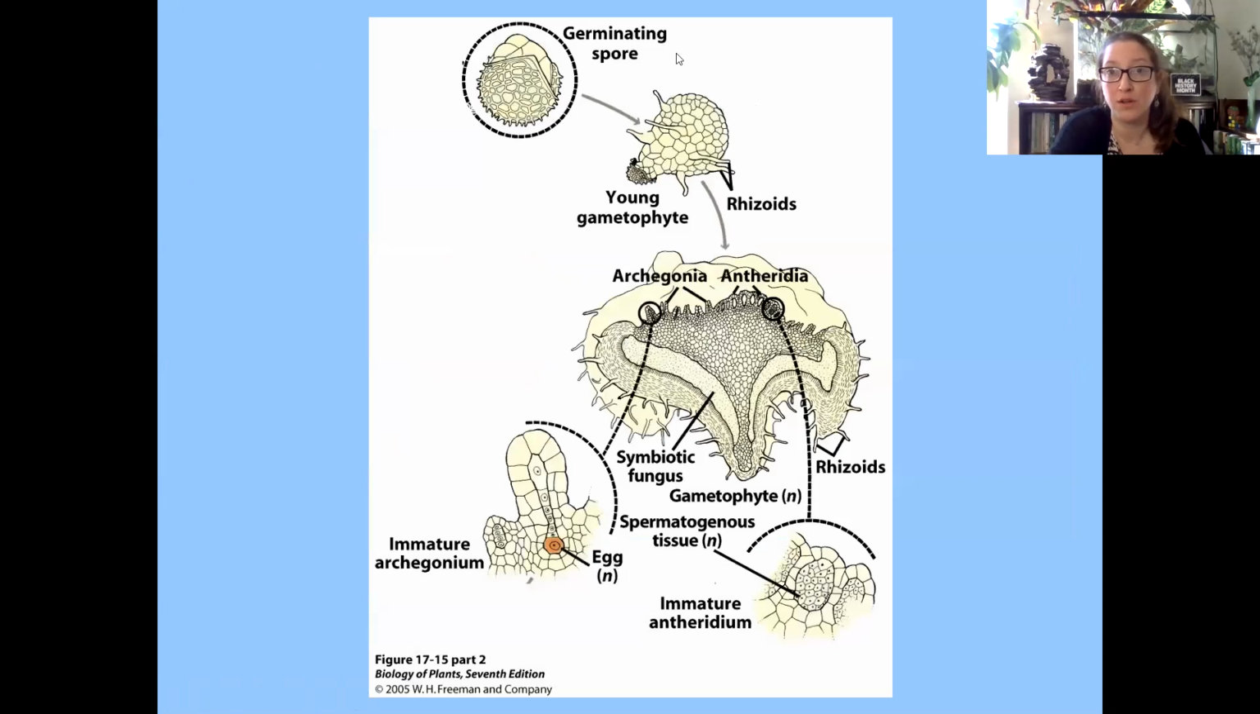The spore is released. Notice, one type of spore is released because the sporophyte plant of Lycopodium is homosporous. So only one type of spore is released. That means we know that the gametophyte plant that's going to grow out.